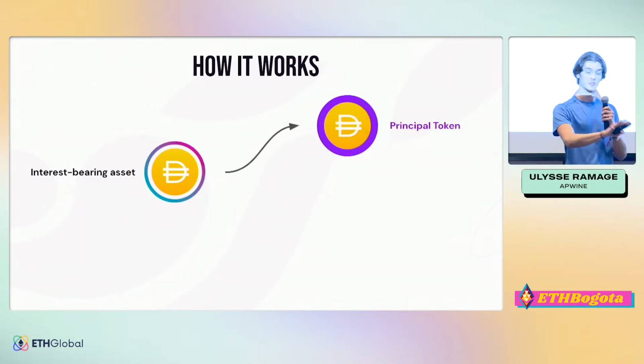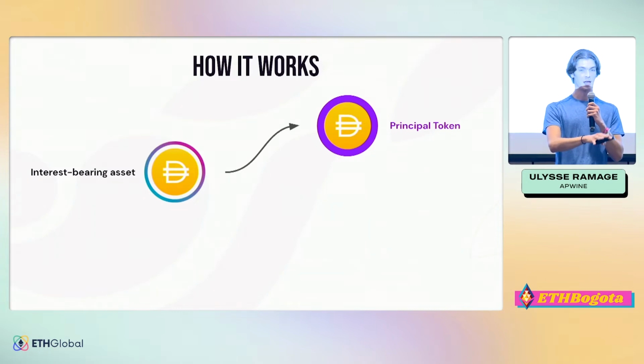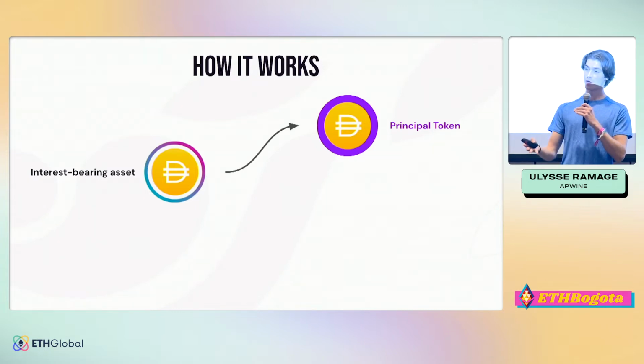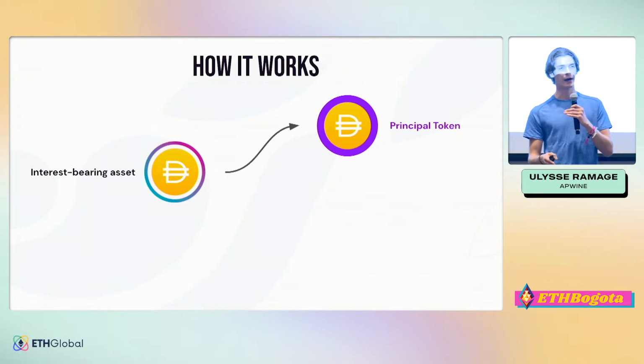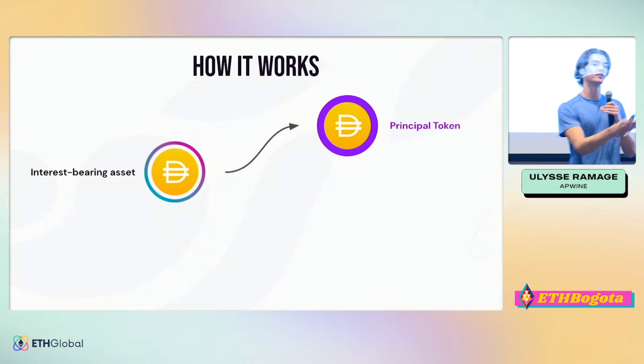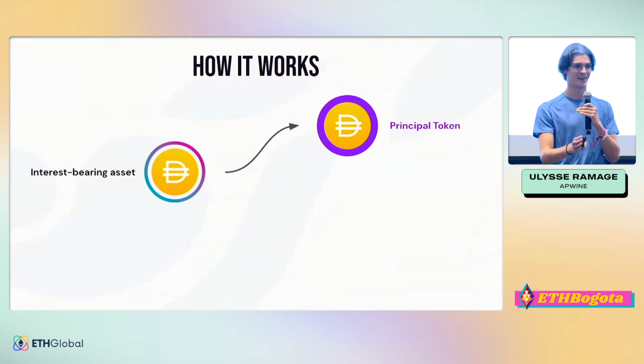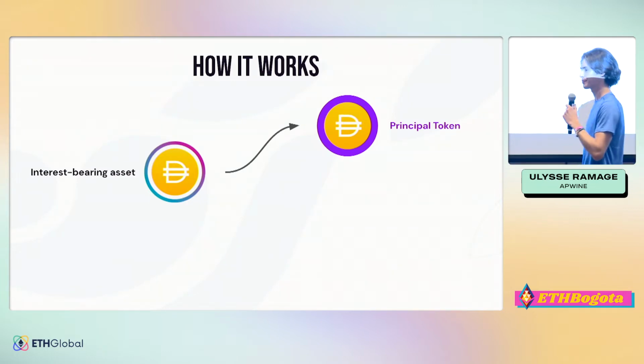Now, if you deposit that on APWine, this is the yield tokenization part. We're going to split it into 2 tokens. One of them is going to be the principal token. And this represents the value of your deposit at the time when you deposit. So essentially, imagine you deposit 100 aDAI on APWine, you're going to get 100 PT, principal tokens. And these principal tokens are always going to represent 100 aDAI, right? It's always the same value.